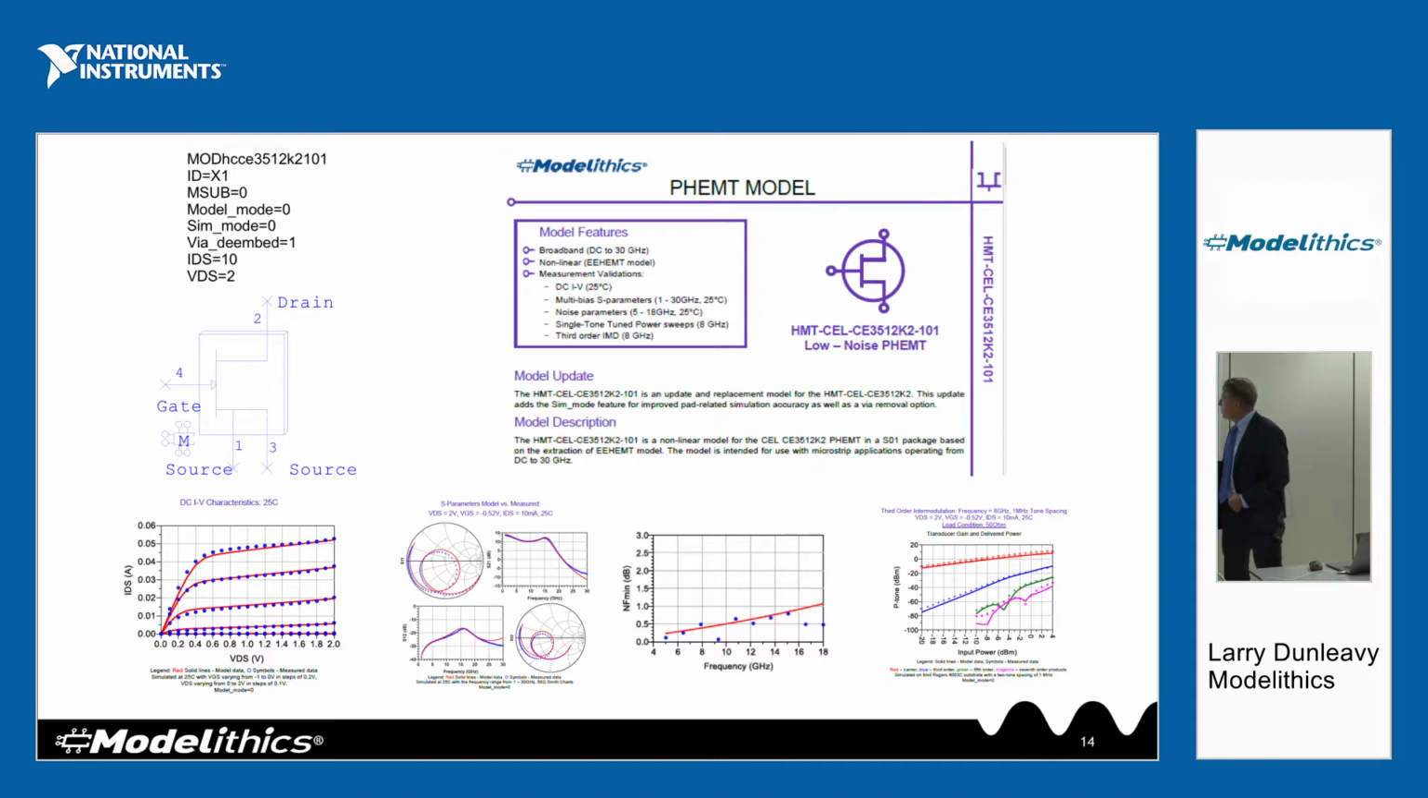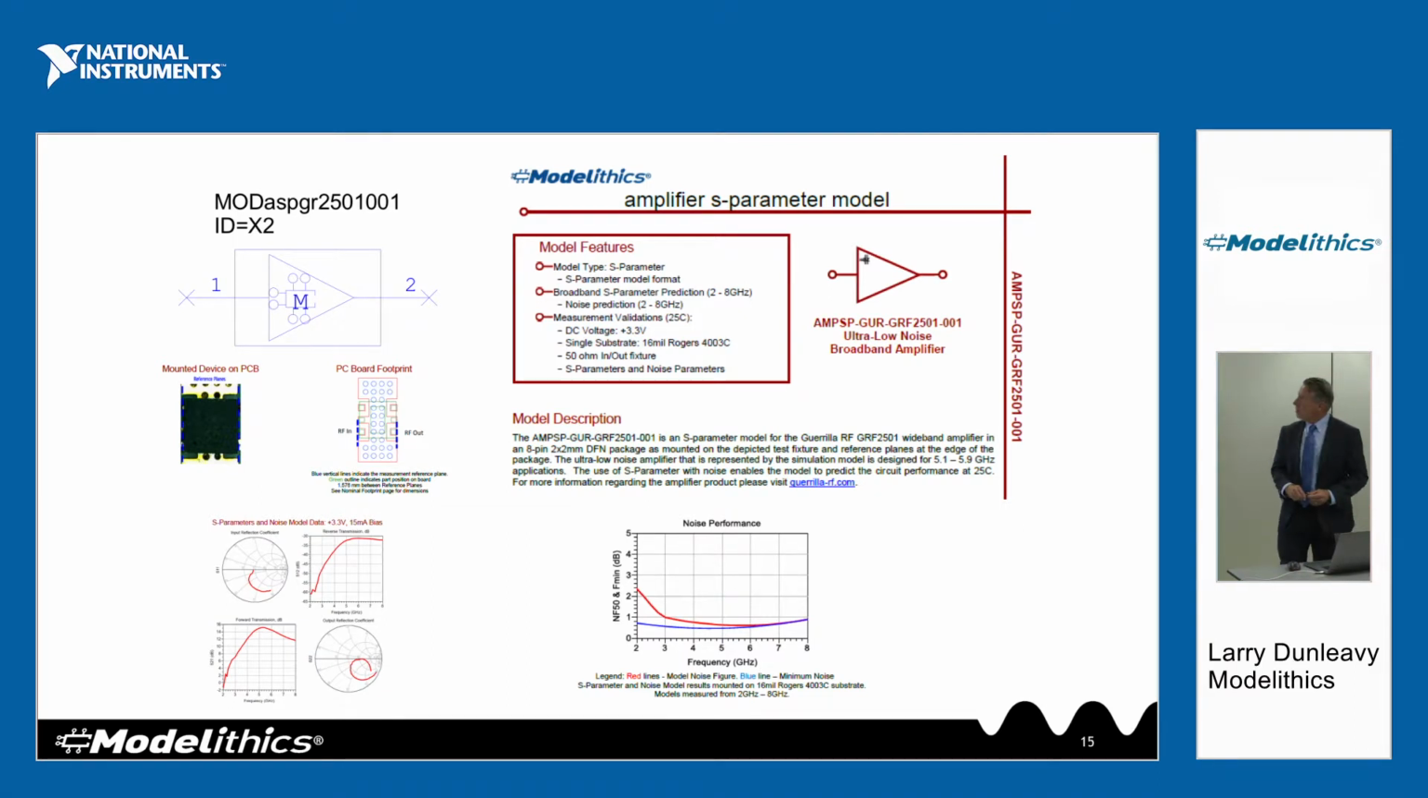Let's see, and we always tell you what this is. This is just a snapshot of the model data sheet. We always tell you what it is. This one model is validated at 30 gigahertz. Inside is the EEHEMT model, and so on. This is another example of an S parameter model that we have for an amplifier.